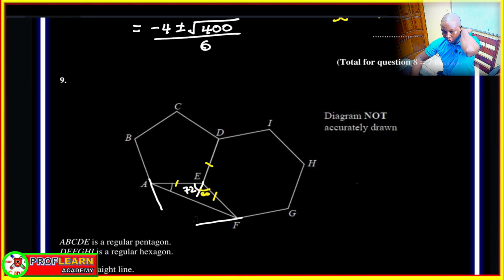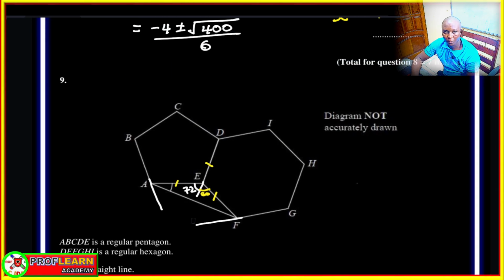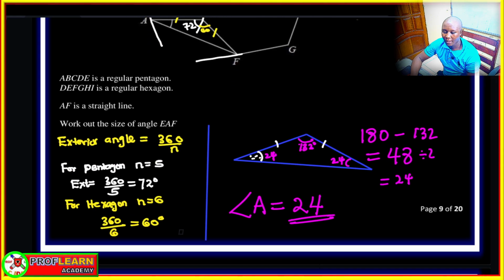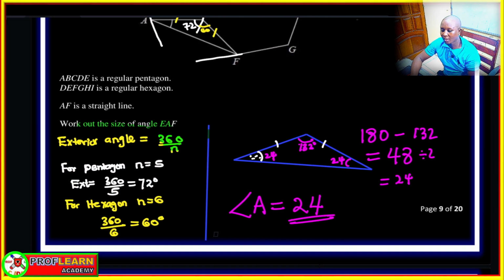how to work out questions to do with polygons, and you need to remember that the sum of interior angles of a polygon is usually n minus 2 times 180, and the exterior angle of a regular polygon is 360 over the number of sides. So if you are given a question like this, you can really work it out.